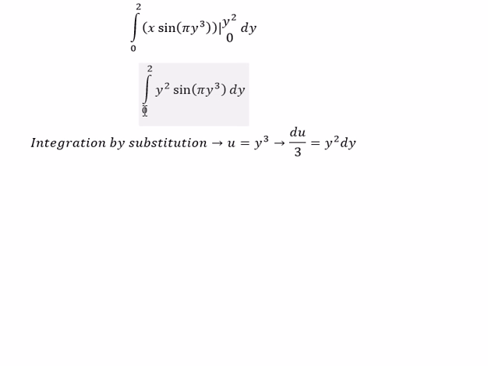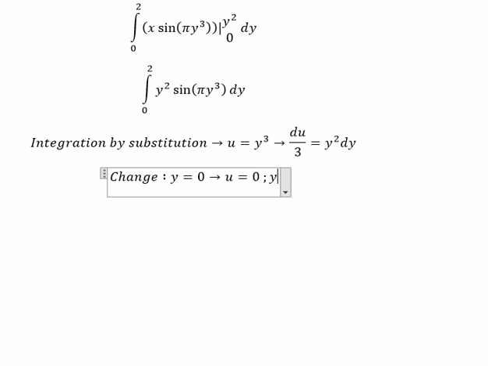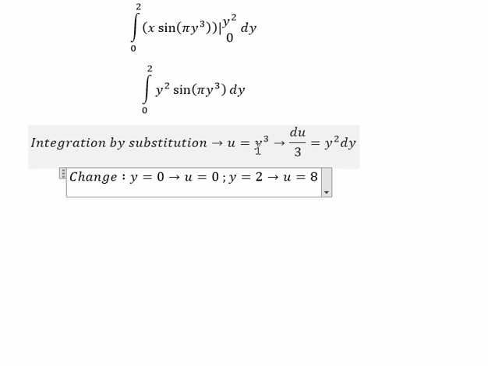Later that we change number 0 and number 2. If y equal to 0, so we got about u equal to 0. If y equal to number 2, so u should be about number 8, because we put number 2 in here. 2 to the power of 3, you got about 8.